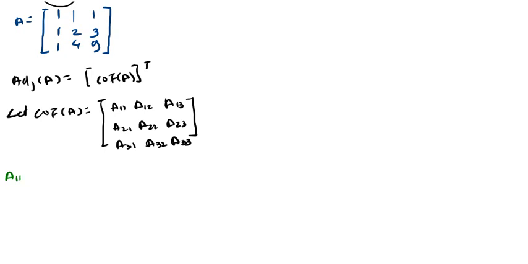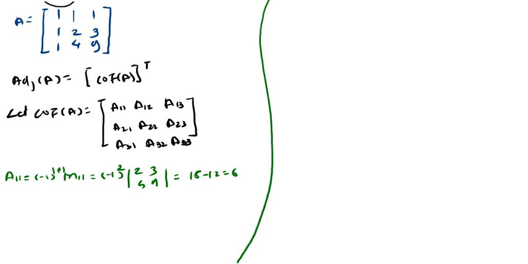A11 is minus 1 raised to 1 plus 1 into M11, so this will be minus 1 raised to 2 into M11. M11 is the minor of the element A11, that is the determinant 2 3, 4 9, which is 18 minus 12, which is equal to 6. So we got the value for A11.